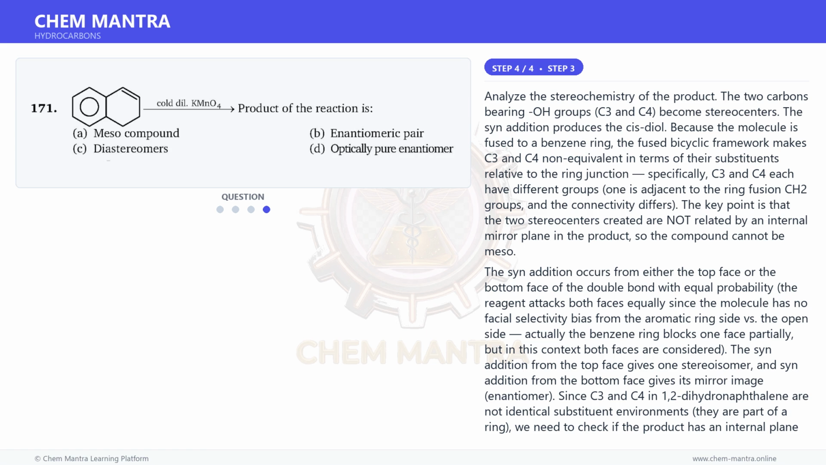Why other options fail? A, a meso compound would require an internal plane of symmetry in the syn addition product. Since C3 and C4 have different substituents, different ring environments, no internal mirror plane exists, not meso. C, diastereomers. Diastereomers would result if two different syn addition products with different relative configurations formed, which is not the case here since only syn addition occurs giving one relative configuration, the cis diol, that exists as two enantiomers. D, optically pure enantiomer would require facial selectivity, asymmetric induction, which does not occur with achiral KMnO4 on this substrate.